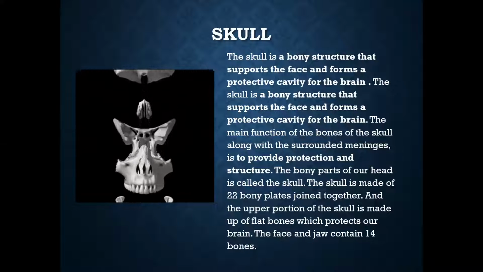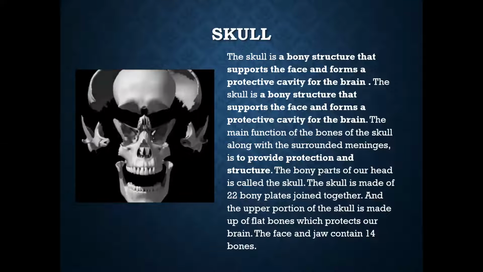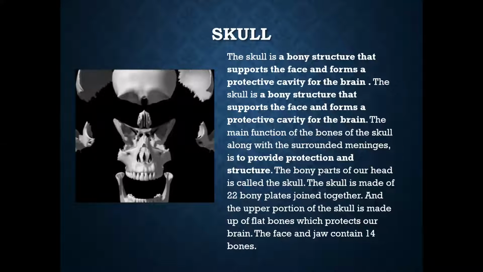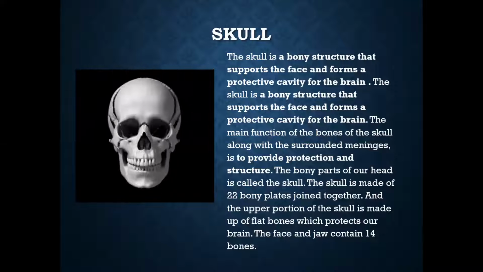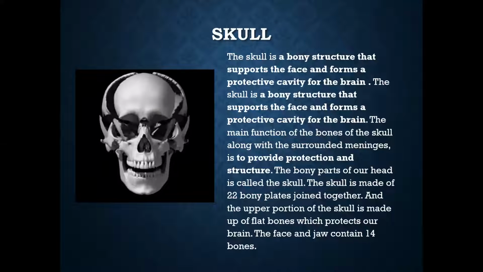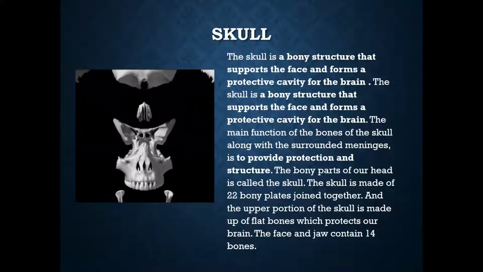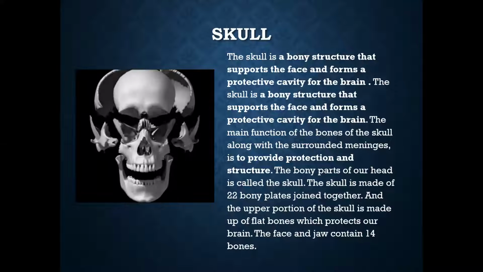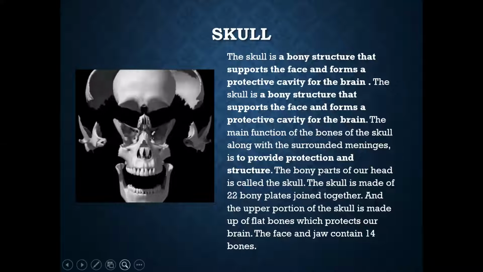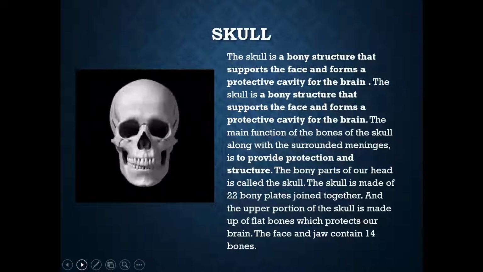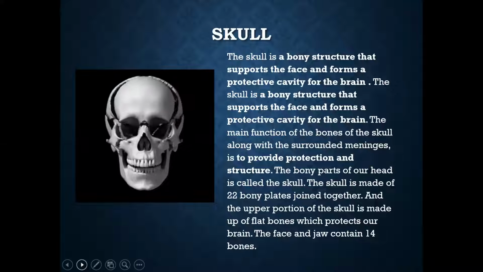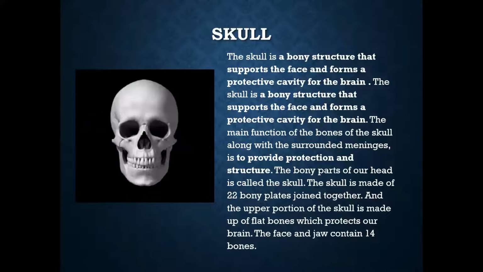The bony part of our head is called the skull. It is made up of 22 bony plates joined together, and the upper portion of the skull is made up of 8 flat bones which protect our brain. The face and jaw contain 14 bones, in which only the lower jaw bones are movable, which enables us to eat and speak.